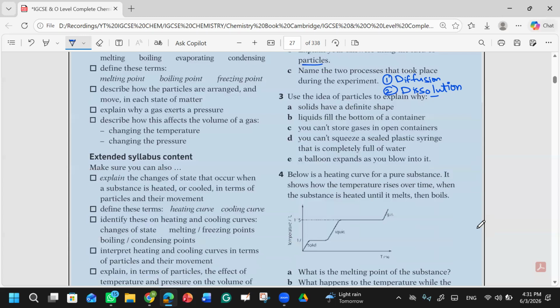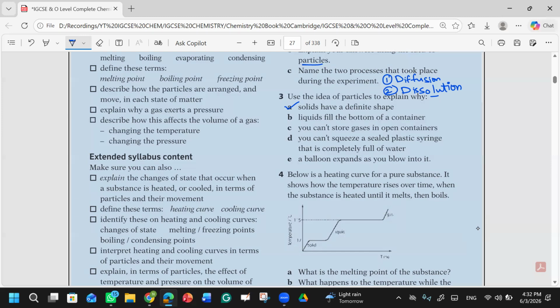Use the idea of particles to explain why solids have a definite shape. Yes, why do solids have a definite shape? Because the particles are very near each other. Particles are close to each other, and it's a lattice shape. Yes, there is a lattice.